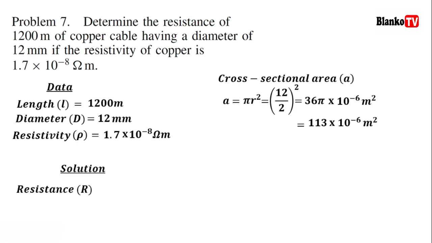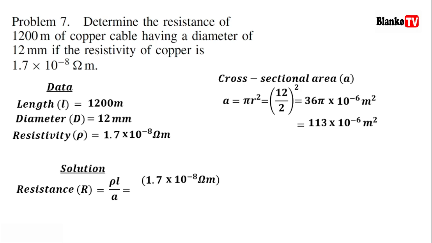We know that R, which is the resistance, is equal to rho L over A. Rho is the resistivity, L is length, A is area. So R equals rho L over area. Okay, so let's substitute the values now.